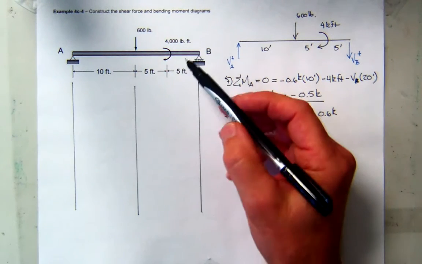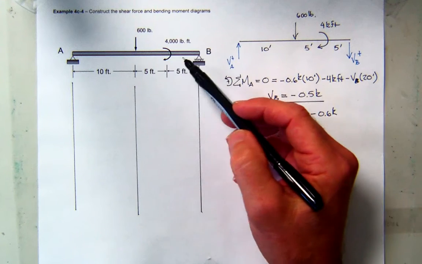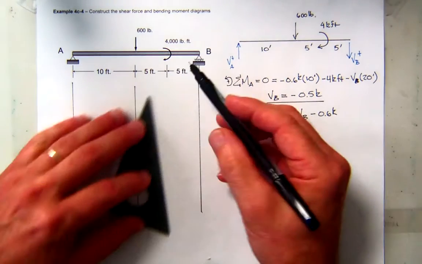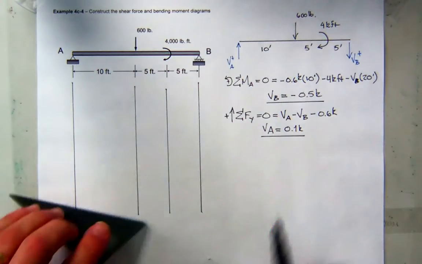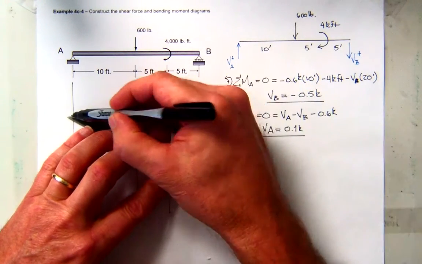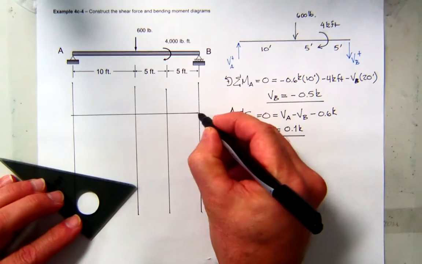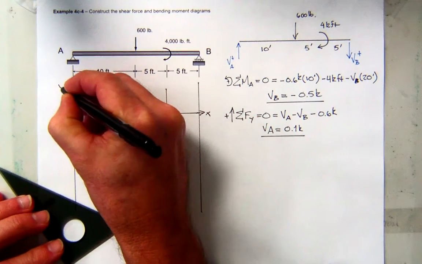And on my moment diagram, I'm going to have an applied couple here. So that's going to make a jump in my moment diagram. So I probably want to also include that. Then I'll make an axis for my positive x, my positive shear.